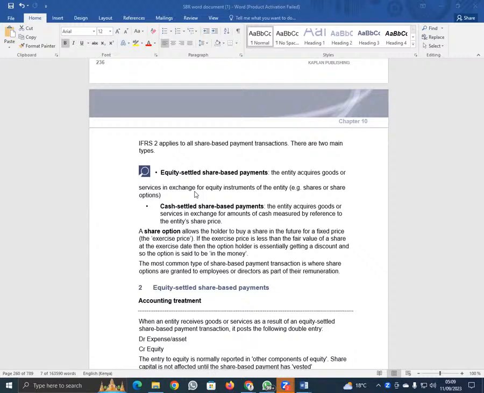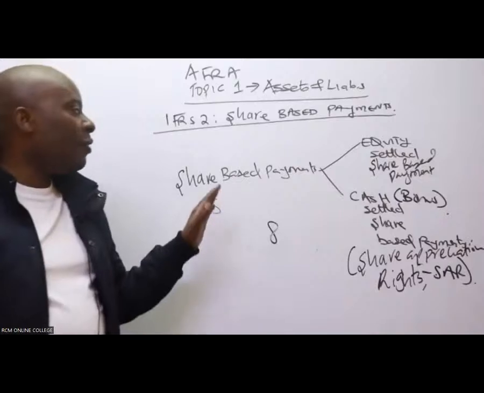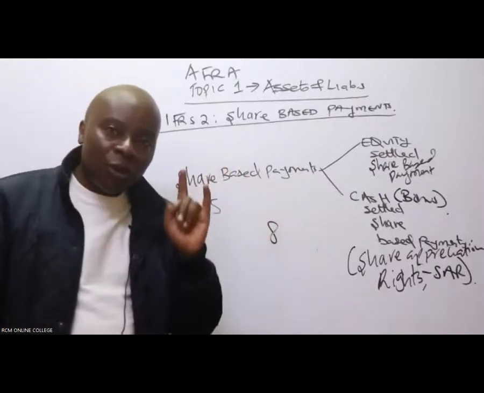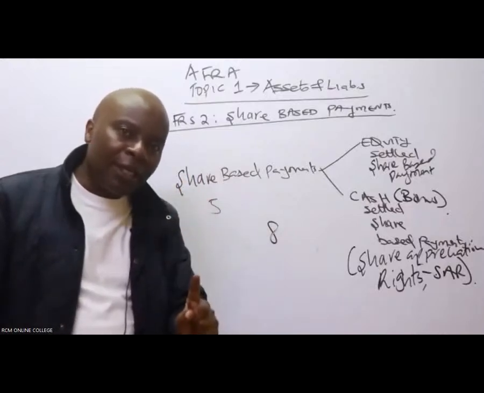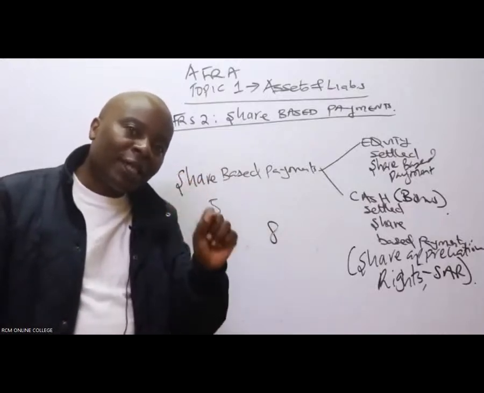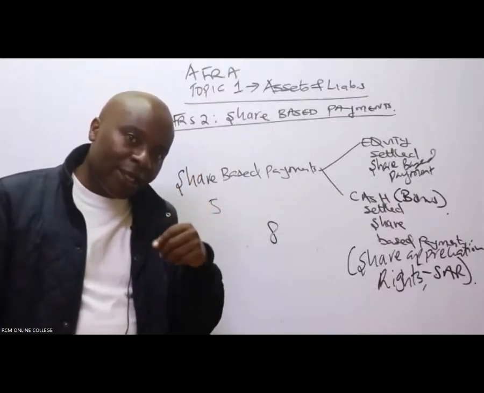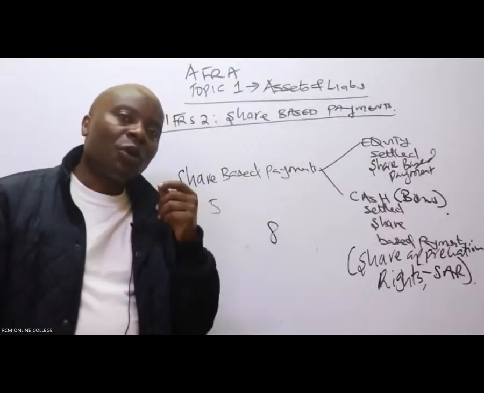And then we have cash settled share-based payment. The entity acquires goods or services in exchange for amounts of cash measured by reference to the entity's share price. I would want, ladies and gentlemen, to repeat this once and for all. We are saying something very important under IFRS 2 share-based payments. We have two types of share-based payments. We have those which at the end of the day will be settled using equity. Equity, we are looking at you giving those guys ordinary shares or even what we call share options.